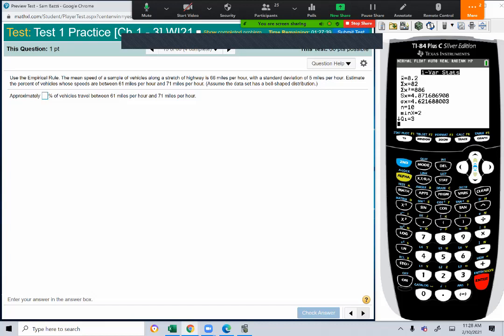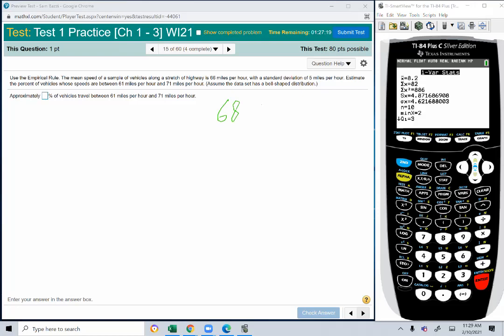Use the empirical rule. The mean speed of a sample of vehicles along a stretch of a highway is 66 miles per hour. Standard deviation is 5. What percent of the vehicles have speeds between 61 and 71? Let me remind you of the empirical rule. It's the 68, 95, 99.7% rule.